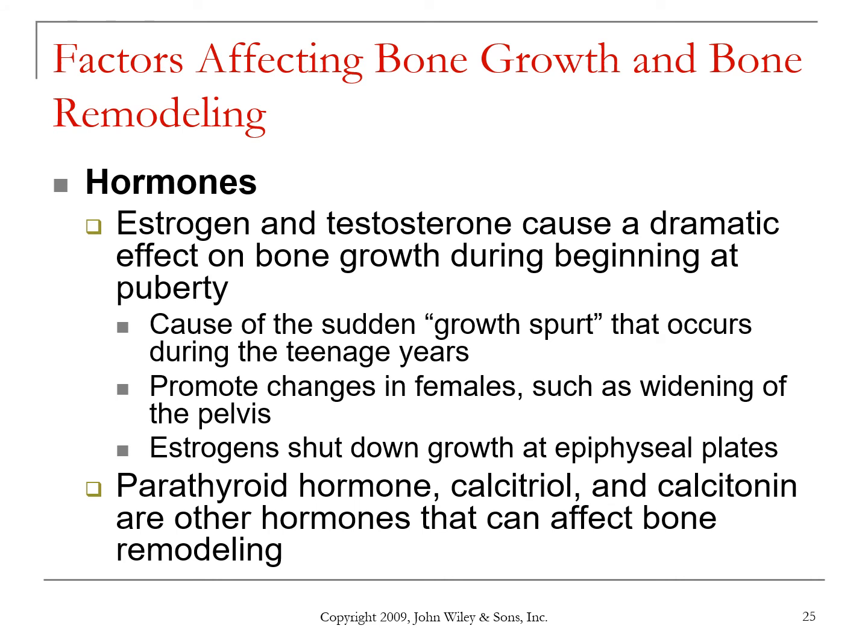Other hormones begin to exert their effects at the beginning of puberty. So as one enters adolescence, the sex hormones, estrogens and androgens, testosterone being the main one, cause dramatic effects on bone growth and are responsible for the sudden growth spurt that occurs during the teenage years. In females, estrogens promote changes in the skeleton, such as widening of the pelvis. In males, we see the effects of testosterone as it causes broadening of the shoulders and chiseling of those facial features.